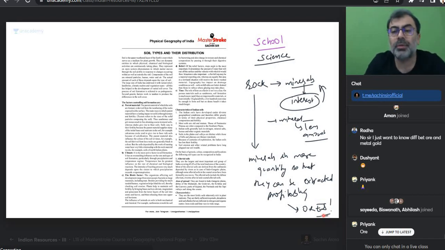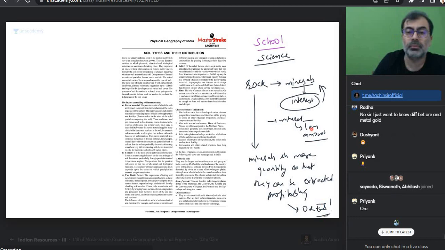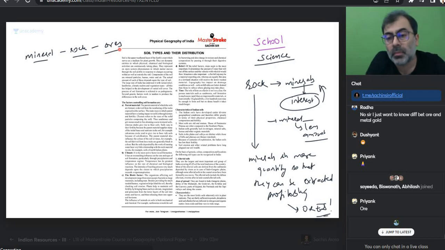Rocks में mineral होता है. From every rock you cannot extract things. From the rocks from which metal can be extracted profitably, those rocks are called ores. So mineral, rock, and then ores. Okay.